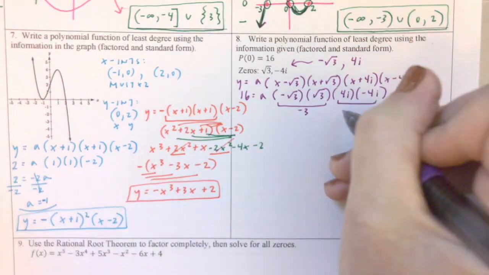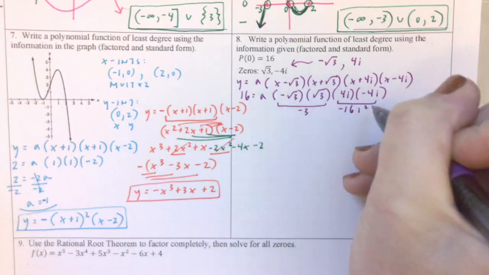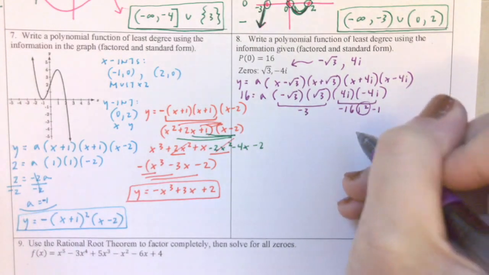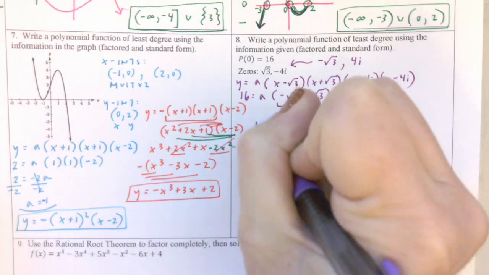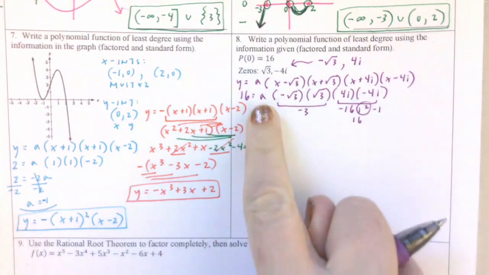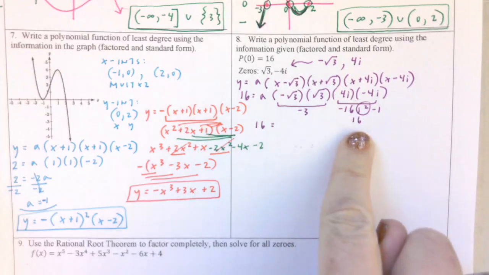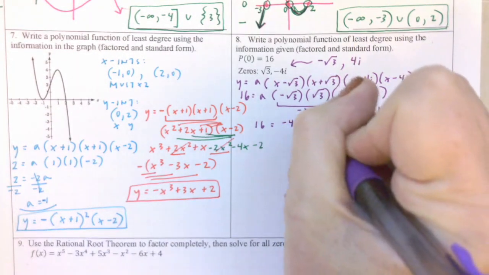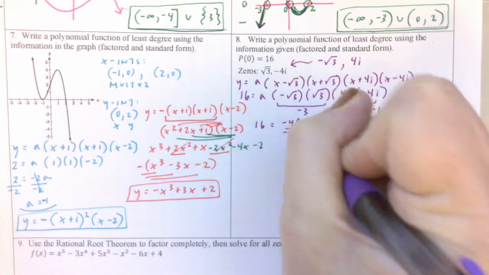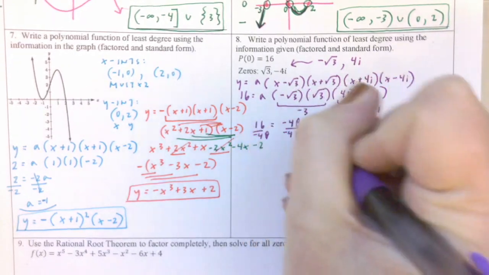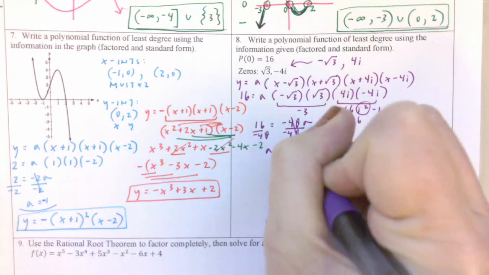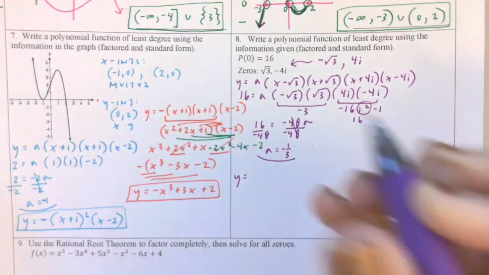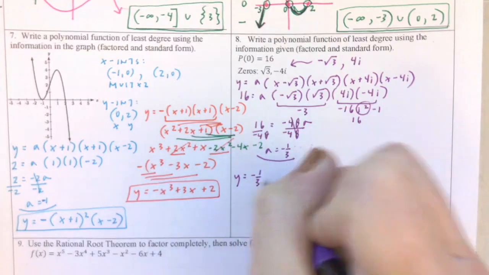Here I have -16i squared, and remember that i squared is -1, so really this is going to become just 16. So 16 equals a times negative 3 times 16. So I have negative 48a. And when I divide that negative 48 away, a is negative 1/3. So y equals negative 1/3.